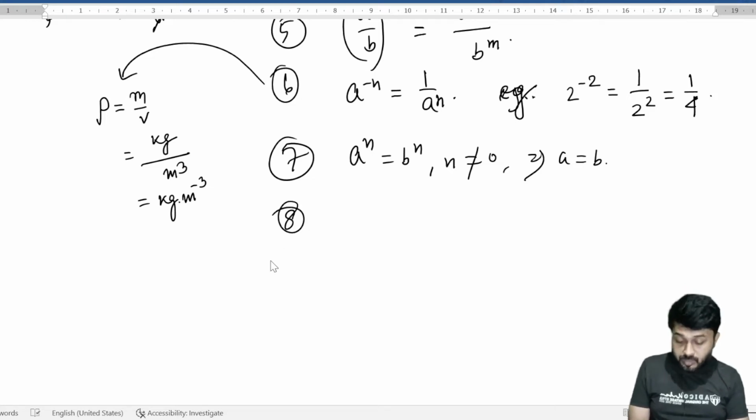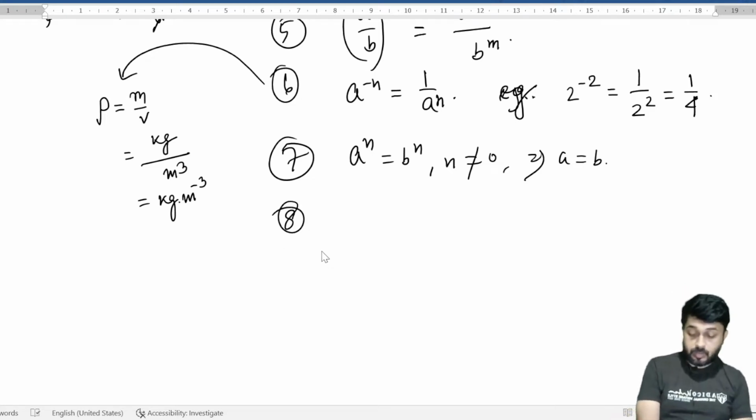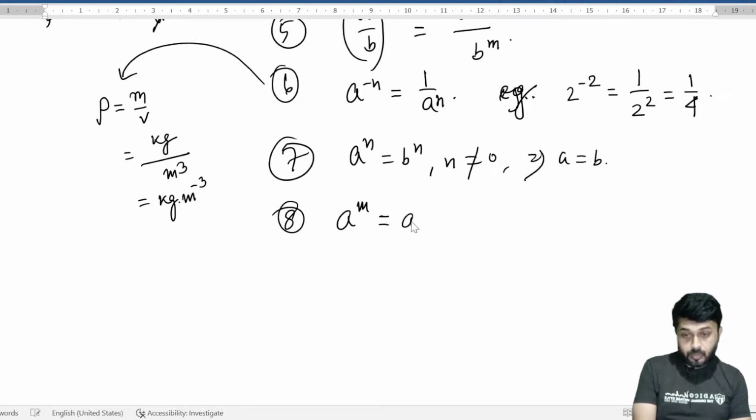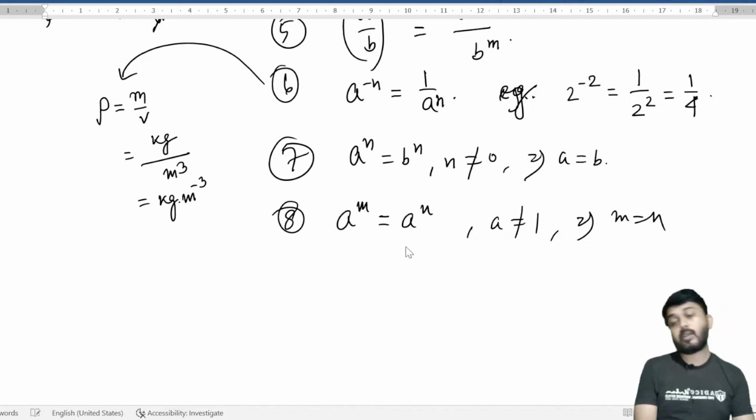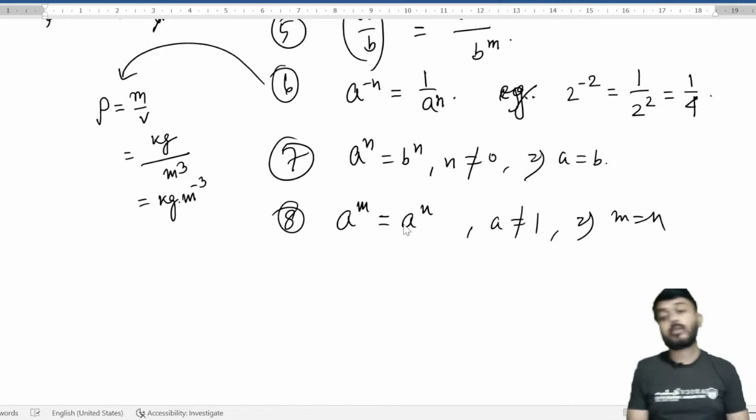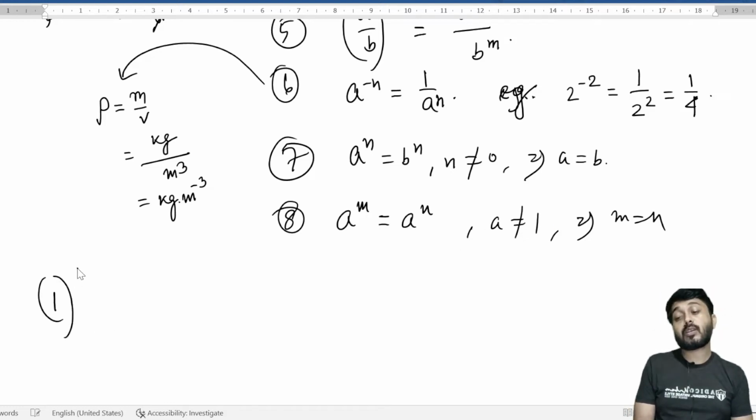After that, in number 8, there is another thing: a to the power m is equal to a to the power n. If a is not equal to 1, then we may write that m is equal to n. Equality of indices, because the bases are the same here, and the base must not be equal to 1, because 1 to the power anything is 1. Keep this thing in mind.